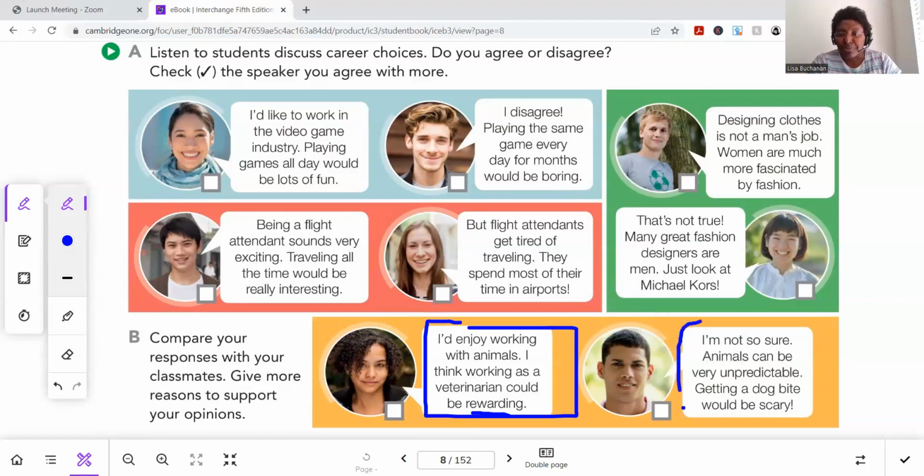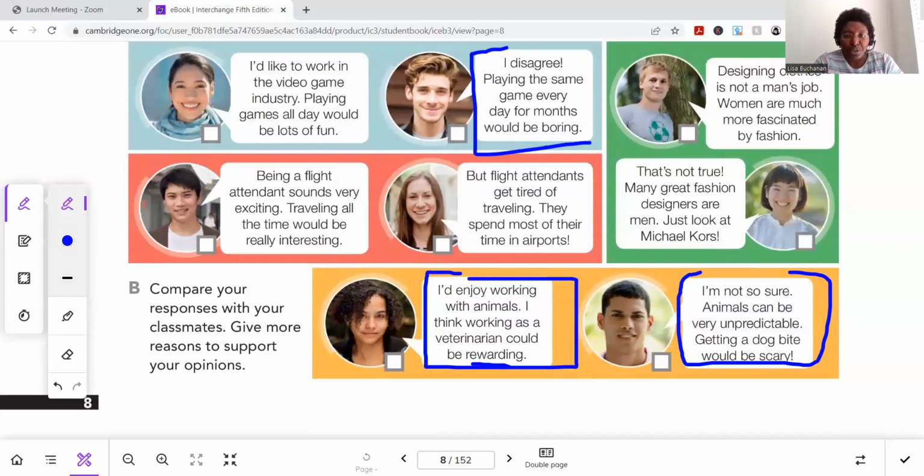Or how about this one? I'm not sure. Animals can be very unpredictable. Getting a dog bite would be scary. Or how about this one? I disagree. Playing the same game every day for months would be boring. So whatever it is we're talking about, whether it's becoming a veterinarian or in some other industry or a video game designer, what's your opinion? Do you agree or disagree? So we're going to move forward.